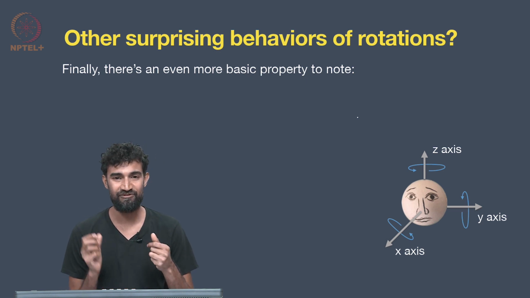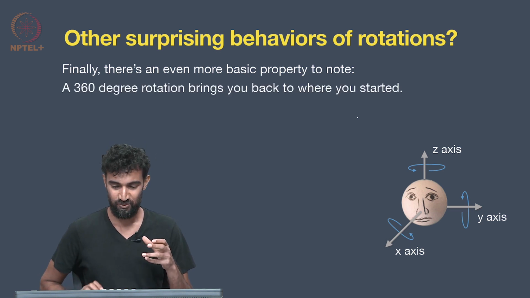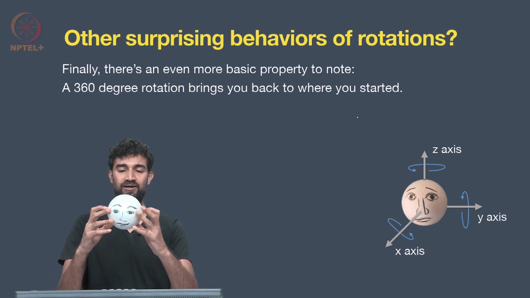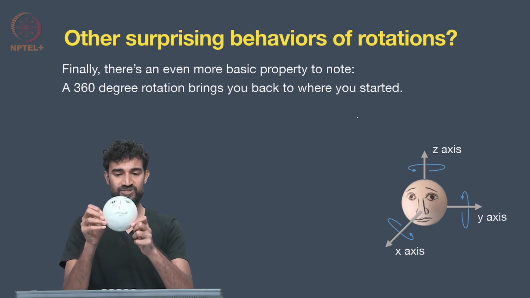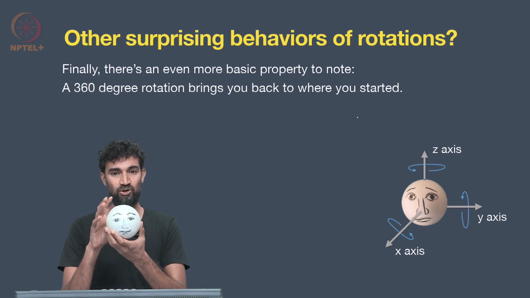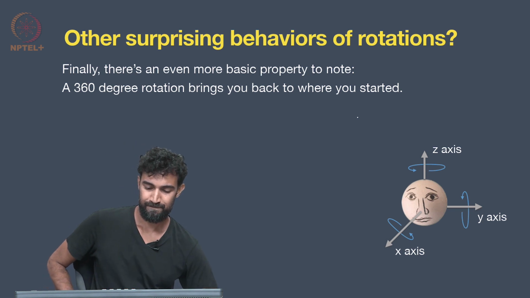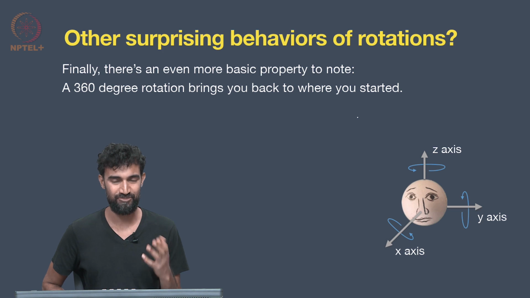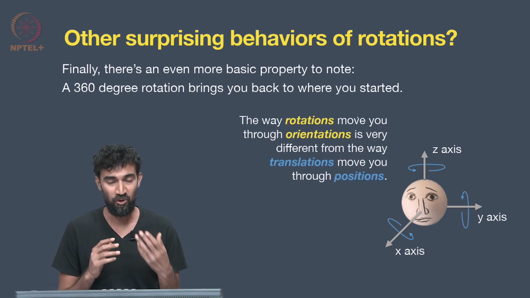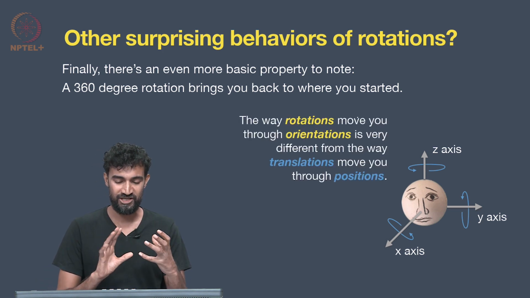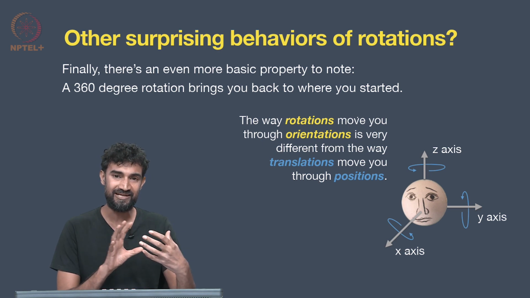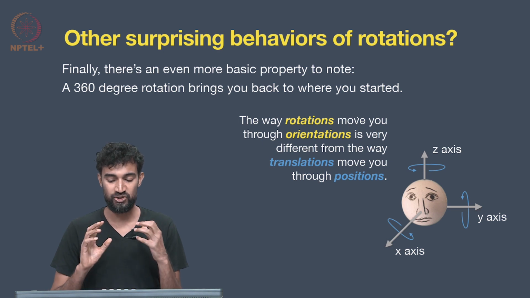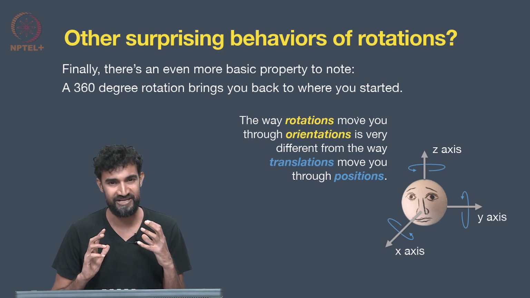Now there's a third, even more basic property I want to mention, which is that any 360-degree rotation will take you back to where you started. Will take you back to your original orientation. And that's almost too obvious to note, but it is important to mention because it shows us one more way that rotations, the way that rotations take us through the set of orientations, is very different from the way that translations move us through the set of positions.